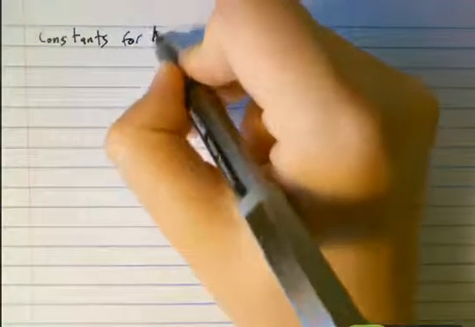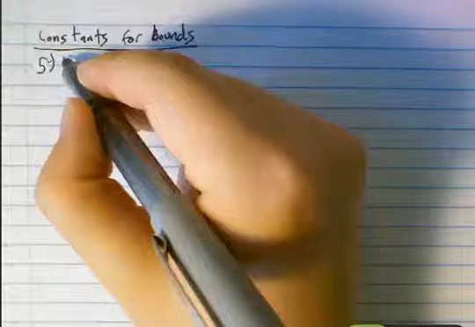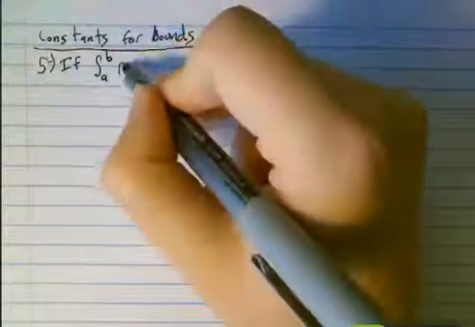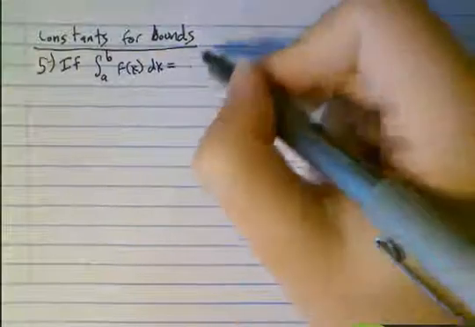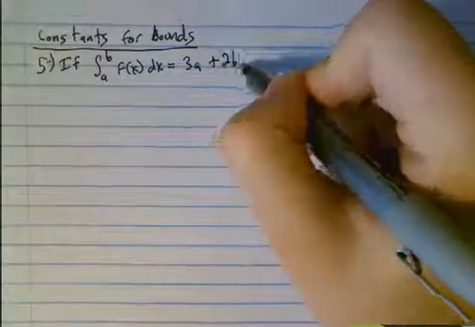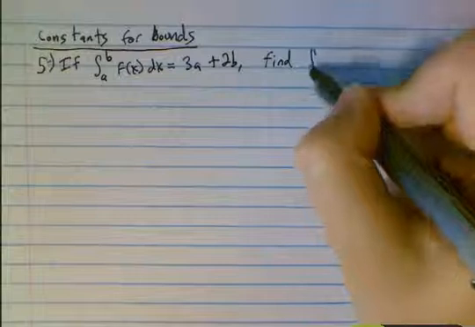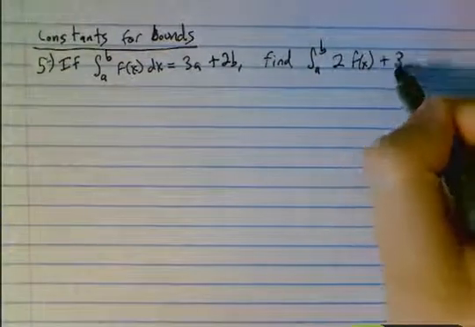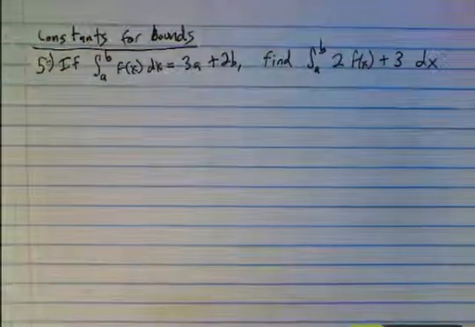The final type of problem you should be able to handle are problems that have constants for bounds. So those are problems like this. If the integral from a to b of f of x dx equals 3a plus 2b, find the integral from a to b of 2f of x plus 3 dx.